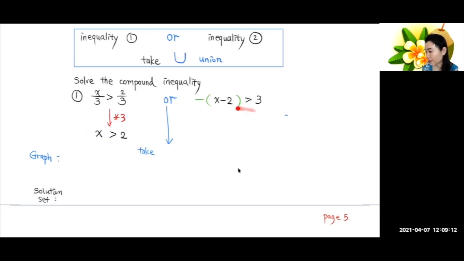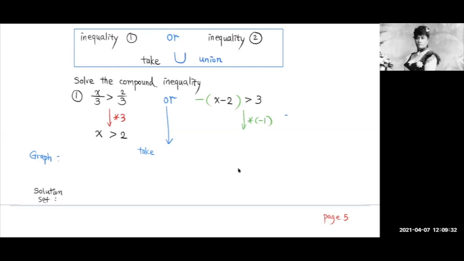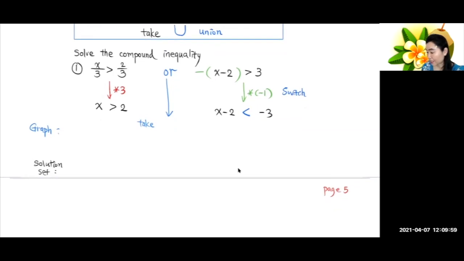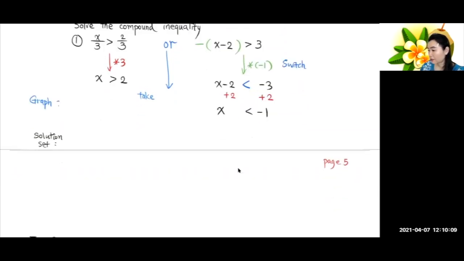Okay, now what about this? We'll divide both sides by -1, or multiply both sides by -1. Do we need to switch the inequality sign? Switch or not? Yes, we switch. So the tip points the other way. And then we add 2 to both sides. So we have x is less than -1.